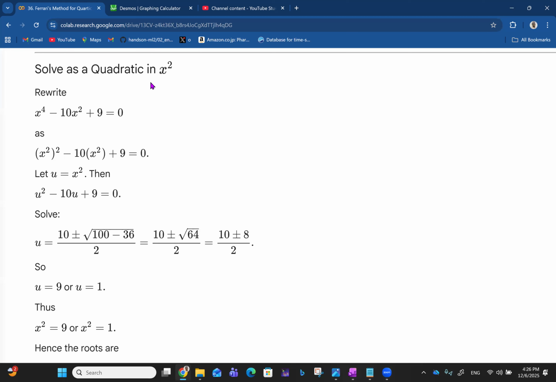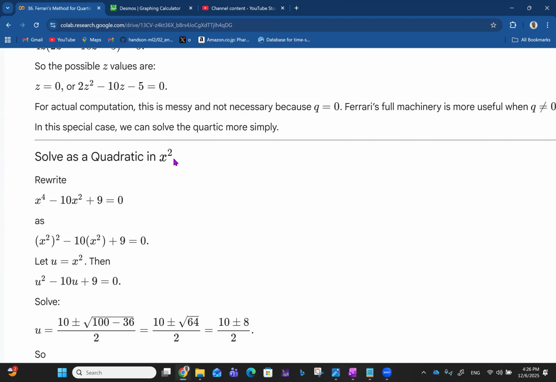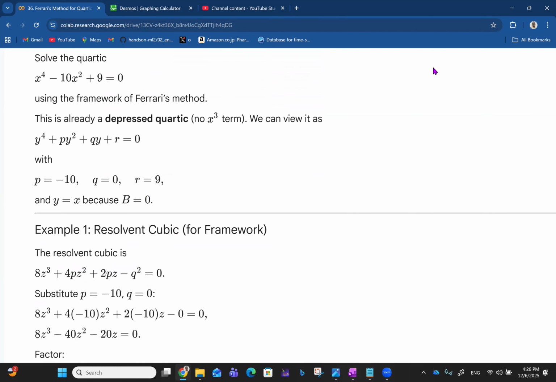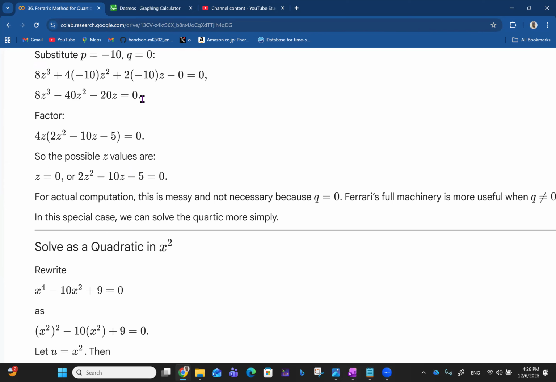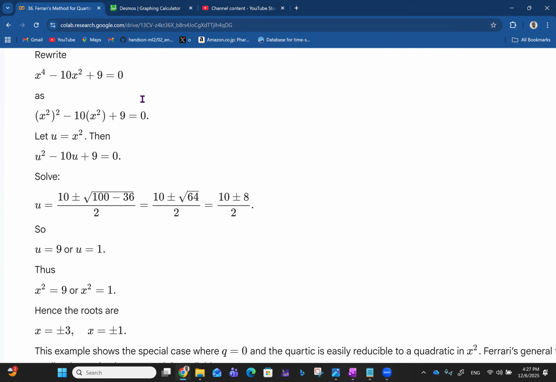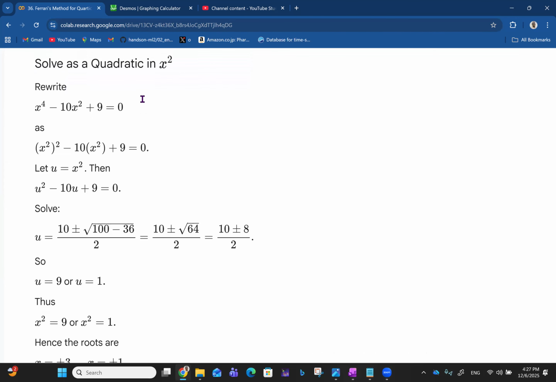So solve as a quadratic in x squared, for instance. Since q is equal to 0, there's no point in going further, so you can see that in this depressed form, everything in terms of x can be said to be in terms of x squared. So you can simply do that, which we've done a couple of times.